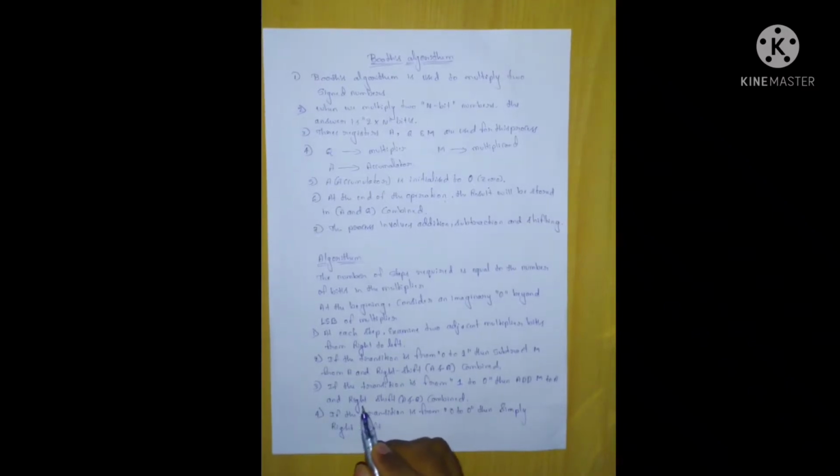Hello friends, myself Pramod. Today we are discussing the important topic of computer organization, that is Booth's algorithm. Basically Booth's algorithm is used for multiplying two integers. Now let us see the steps to be followed in Booth's algorithm.